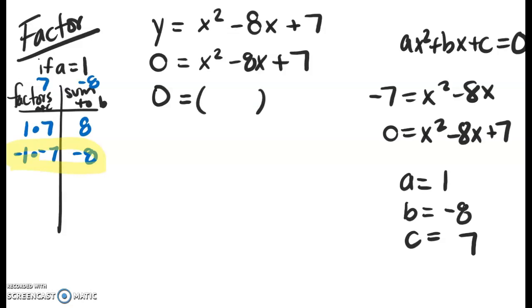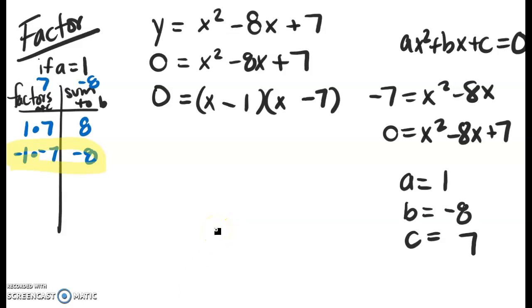I'll split the x squared. I'm going to write two sets of parentheses. Split the x squared into x and x. And then I'll write -1 and -7. And it doesn't matter if you put x minus 7 and x minus 1. It's the same thing. It's just multiplied in a different order.